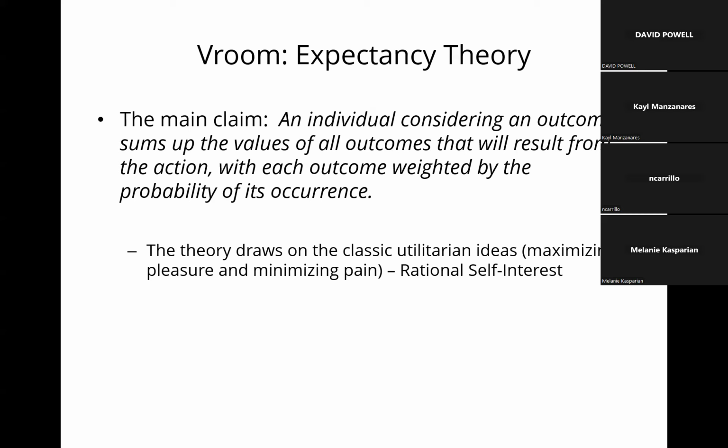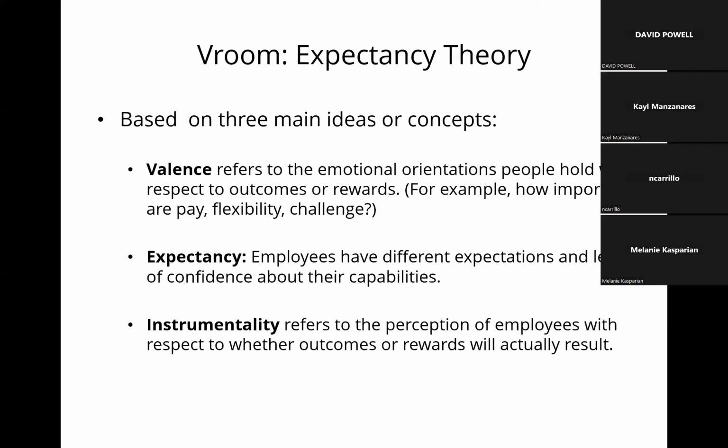Expectancy theory is predicated upon this classic utilitarian theory that people are rational, self-interested actors, and as such, they want to maximize their benefits while minimizing their costs. They want to maximize their pleasure while minimizing their pain. And that's this rational, utilitarian type of approach to understanding human behavior. Expectancy theory is all predicated on that type of utilitarian approach. So Vroom, with his expectancy theory, tells us that there are three main concepts that underpin expectancy theory: valence, expectancies, and instrumentality.